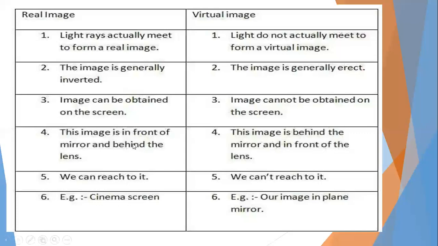A real image is in front of the mirror and behind the lens, and a virtual image is behind the mirror and in front of the lens. We can reach a real image, we cannot reach a virtual image. A real image is formed on a cinema screen, and a virtual image is our image in a plane mirror.